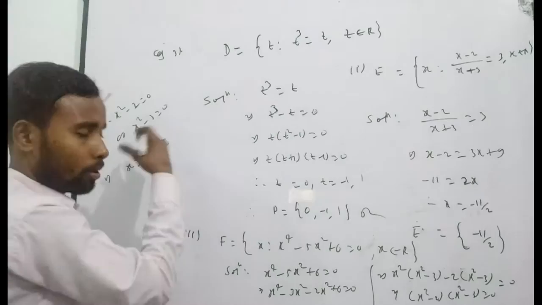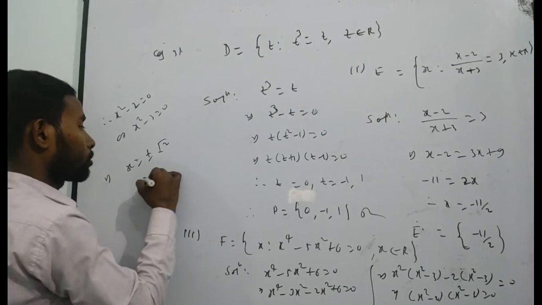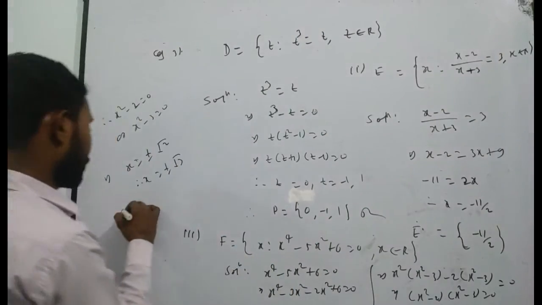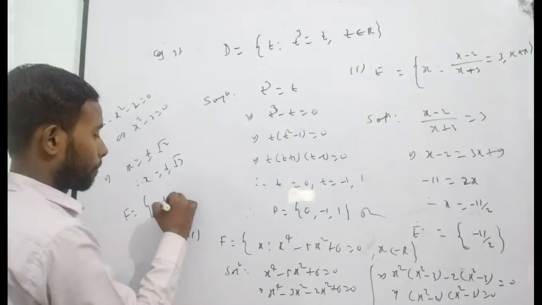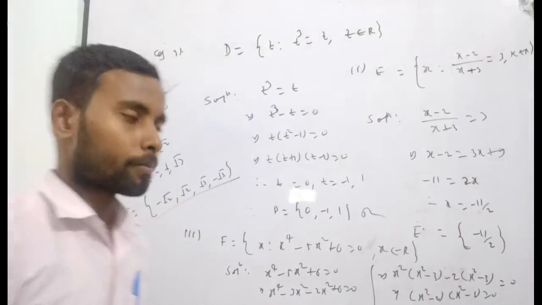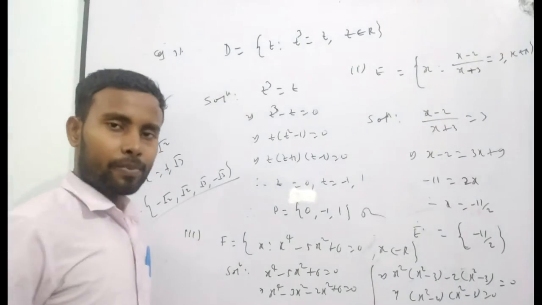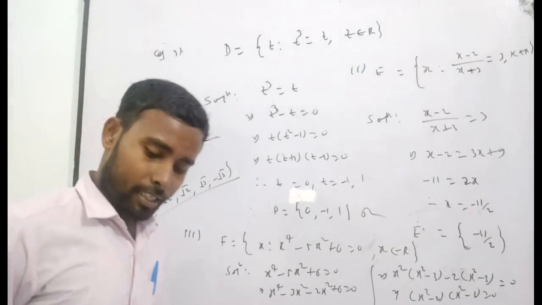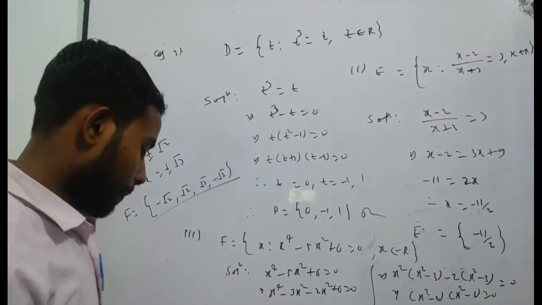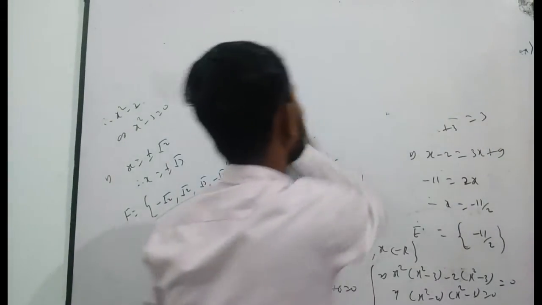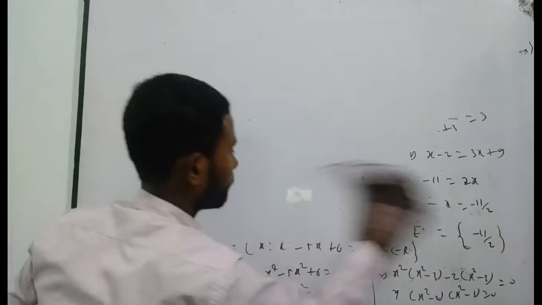And if you take x square minus 3 is equal to 0, so x is equal to plus minus root 3. In that case, set F will be minus root 2, root 2, root 3, and minus root 3. This is an example of this set. Now I want to take the next example for you. Example 4. See here. I want to have this example. All these are very easy for you.